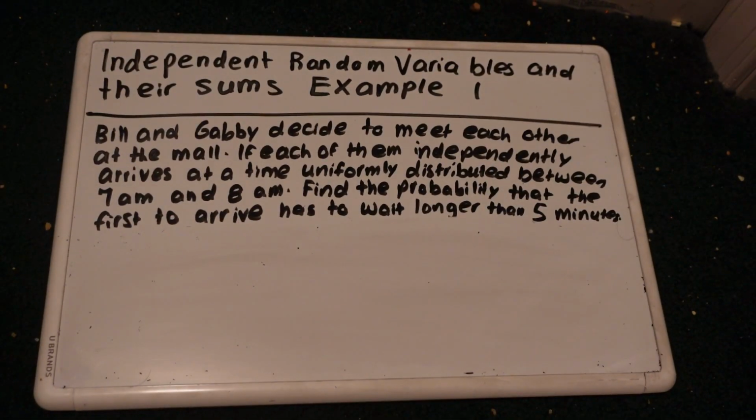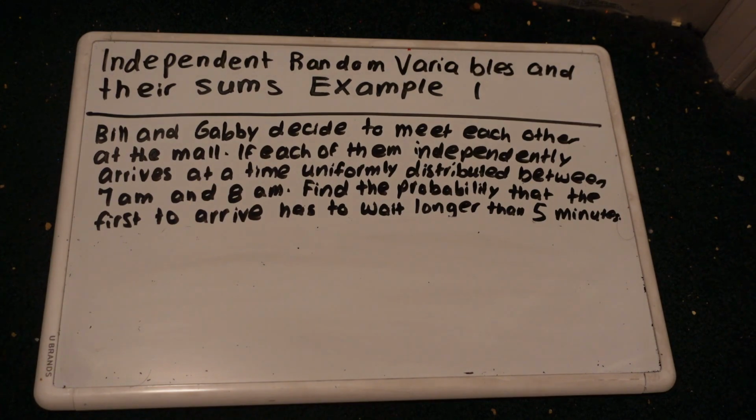So in this video, I'm going to be doing an example of an independent random variables and their sums problem in probability. Bill and Gabby decide to meet each other at the mall. If each of them independently arrive at a time uniformly distributed between 7 a.m. and 8 a.m., find the probability that the first to arrive has to wait longer than 5 minutes. This is an example of independent random variables and their sums.